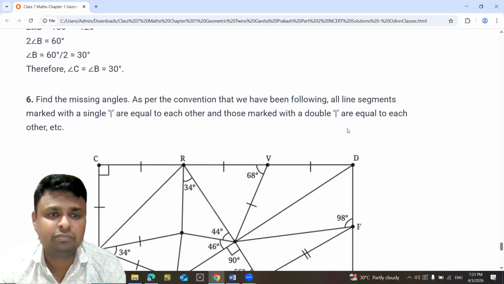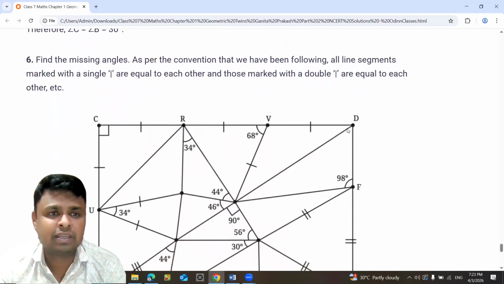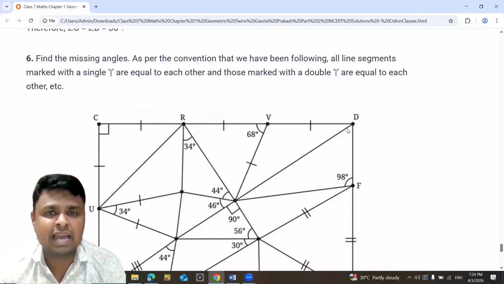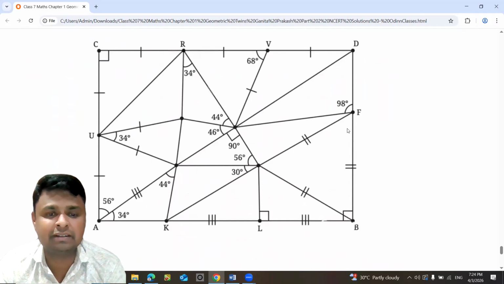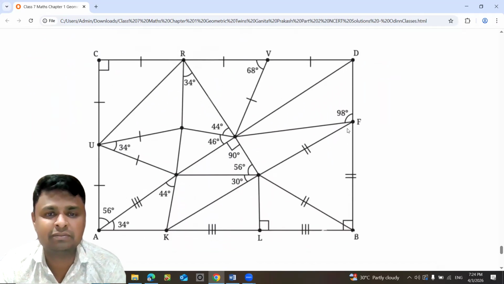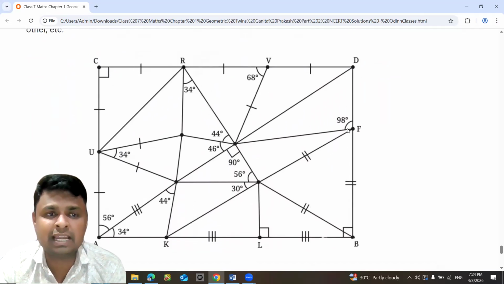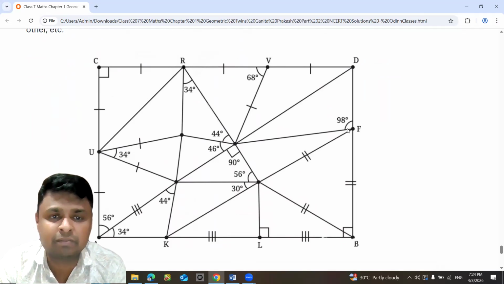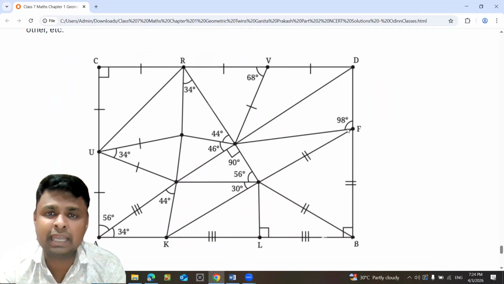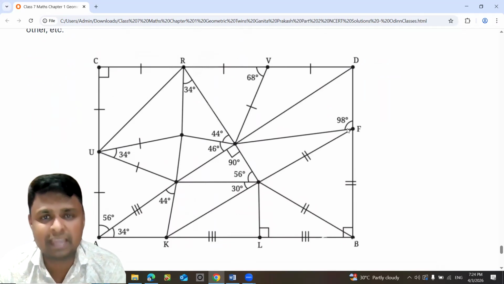So last one. Find the missing angles as per conventions. So you can use the property sum of all angles is 180 degrees everywhere, and you can find. Okay, do it yourself. So sum of all angles is 180 degrees for a triangle. Use this property for each of these, and you can find the missing angles. So this is your homework. Thank you very much.